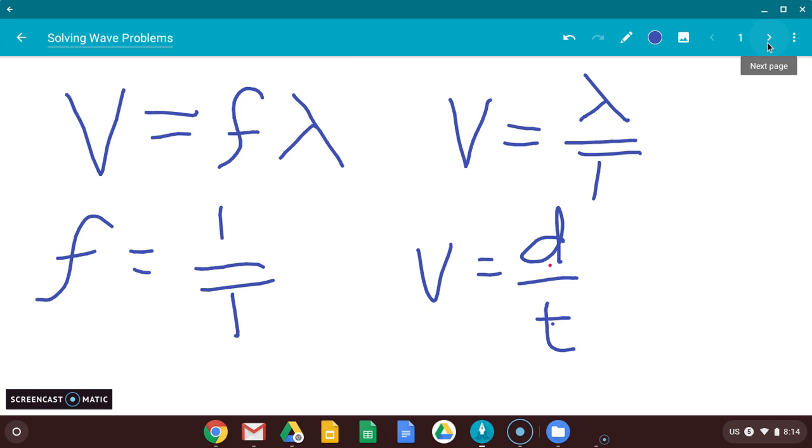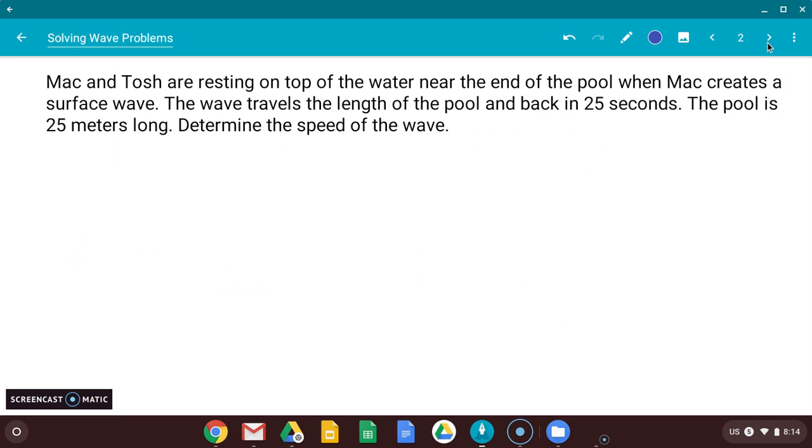All right, so let's go to these three problems. The first of the three says Mac and Tosh are resting on the top of the water near the end of a pole when Mac creates a surface wave. The wave travels the length of the pole and back in 25 seconds. The pole is 25 meters long. Determine the speed of the wave. All right, so the first given, see, is 25 seconds. So that's obviously got to be a big T or little t.